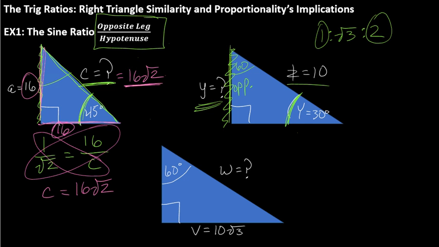So that would be 1 to 2, right, so this would be y to 10. So 1 is to 2 as y is to 10. Okay, so that's short leg is to hypotenuse.